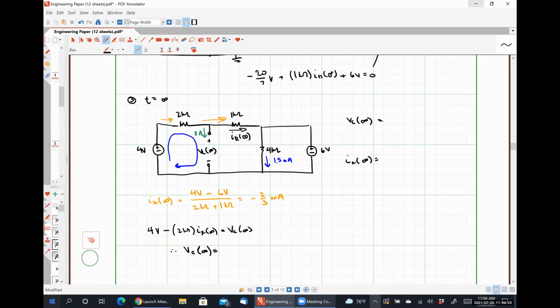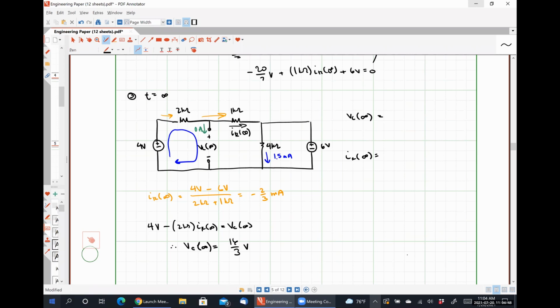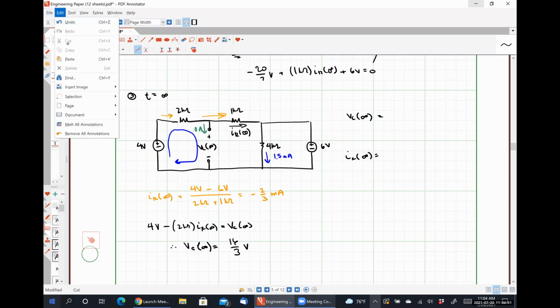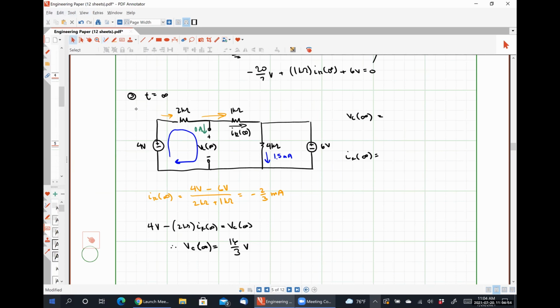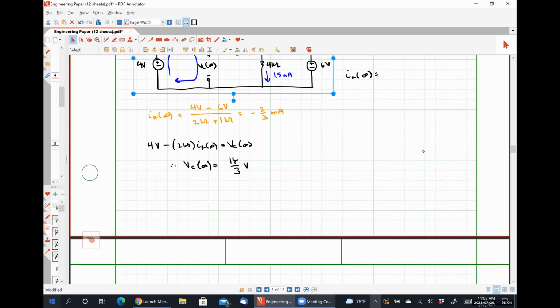And that would be 4 minus 2000 times negative 2/3 times 10 to the minus 3, which is 5.333, which is 16/3 of a volt. That's one way to do it. Let's take this again and look at it slightly differently.